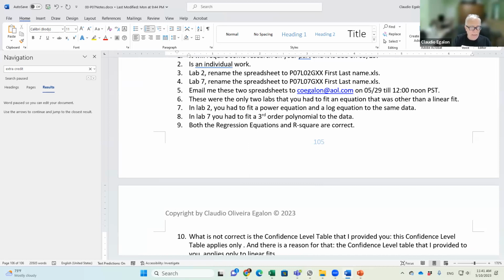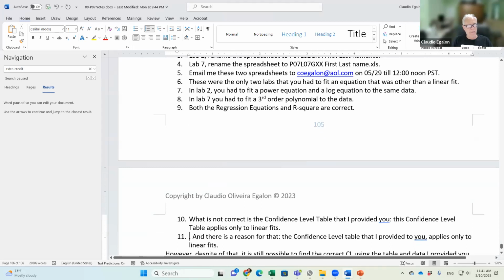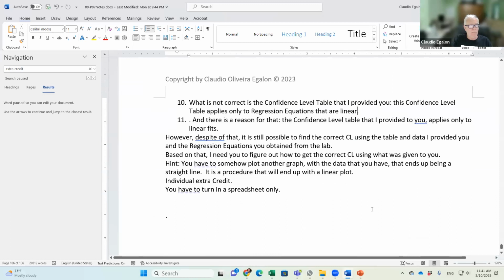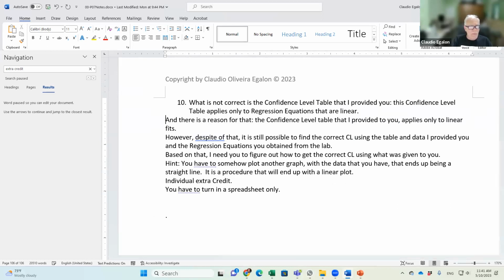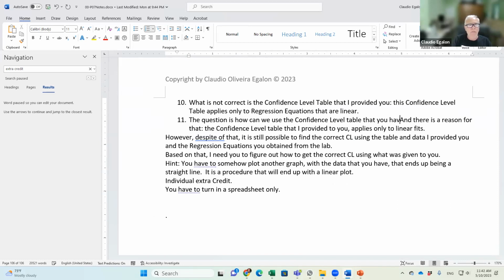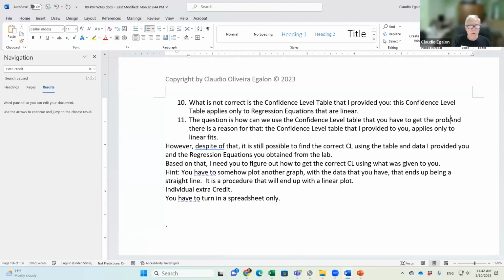This confidence level table applies only to linear fits, to regression equations that are linear. There's a reason for that, okay? So the question is, how can we use the confidence level table that you have to get the proper confidence level? Okay, that's the question.